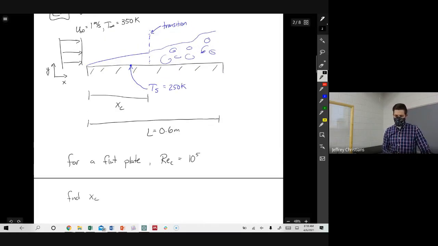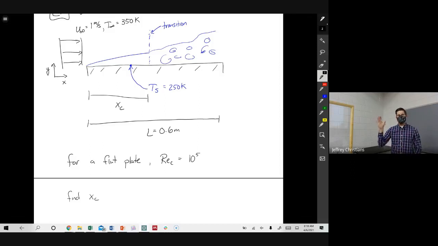This part is always a little bit weird. We have to figure out what temperature we want to look at, because viscosity and density are both functions of temperature. The fluid far away is at 350, but close to the surface it's going to be at 250 or closer to 250. So usually what we do is just use a straight average.